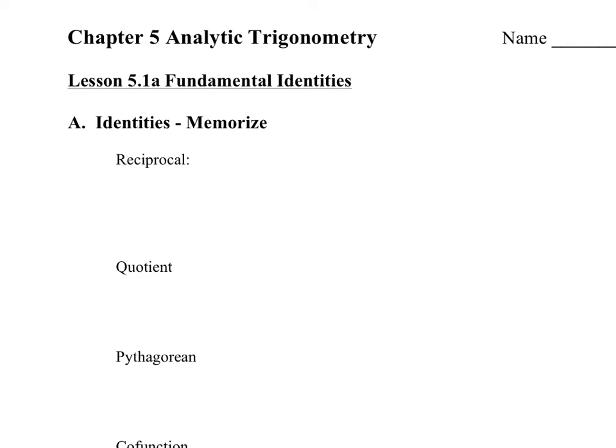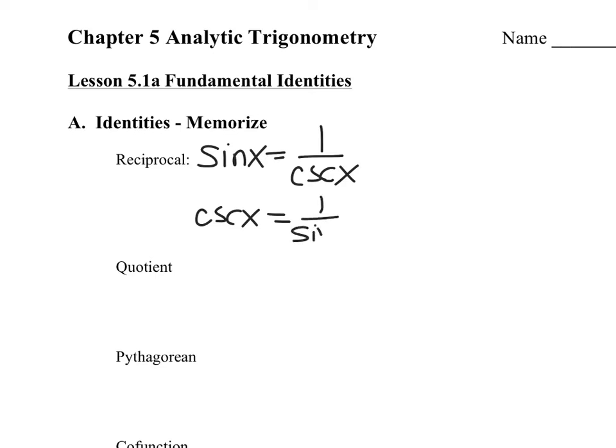All right, so the reciprocal identities, you already know these. You already know that sine of x is equal to 1 over cosecant of x, right? You already know that. And you also already know that cosecant of x is equal to 1 over sine of x.